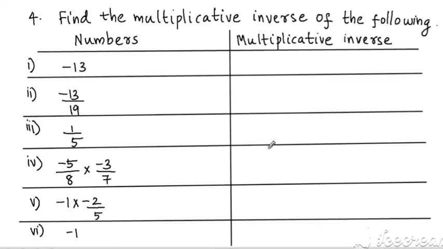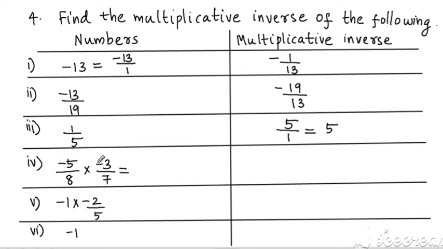Find the multiplicative inverse of given rational numbers. In order to find the multiplicative inverse, you have to interchange the numerator and denominator. So negative 13 can be written as negative 13 by 1. You have to switch the numerator and denominator. So we obtain negative 1 by 13, that is the multiplicative inverse. In the next problem, negative 13 by 19, its multiplicative inverse will be negative 19 by 13, and in the next case its multiplicative inverse is 5 by 1, that is the same as 5.